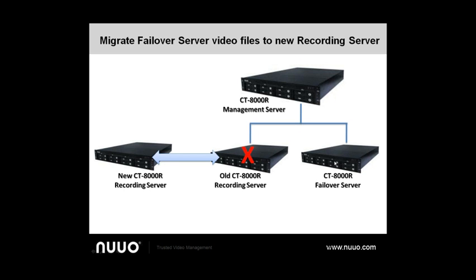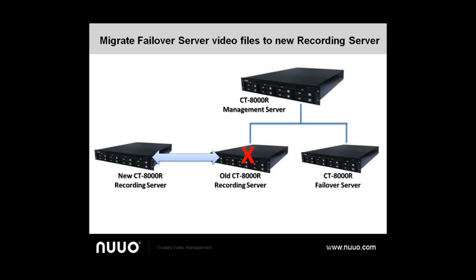Also, we have the failover server in this scenario. The failover server is doing recording failover for all the recording servers, and now we have a new recording server arriving on site to replace the old recording server, and we'll need to do the migrate failover function. The migrate failover function means that the video files stored on the failover server will be converted from the old recording server ID to the new recording server ID.